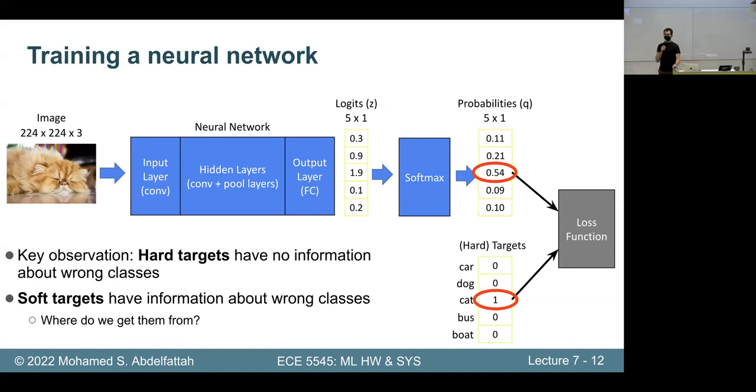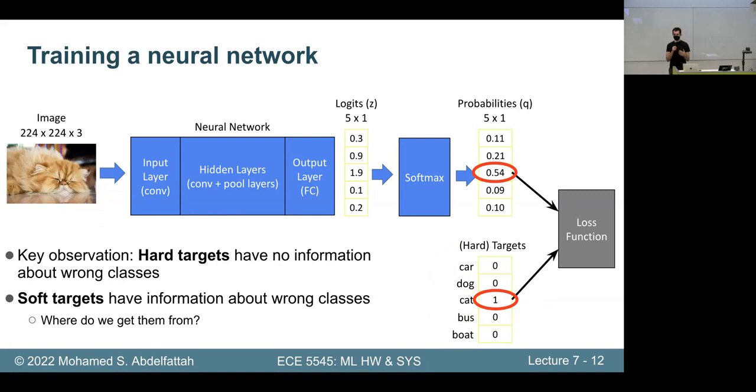So the key observation here is that these hard targets, what we're calling hard targets or ground truth, have only information about the correct answer, right? So it has a 1 here and a 0 everywhere else. But we're not conveying any information about the wrong classes. So for example, how many of you would mistake this for a boat? It's very unlikely, right? But maybe someone could mistake it for a dog. It's possible. Or if there were different kinds of cats, like a puma or a lynx, maybe you can mistake it for one of those.